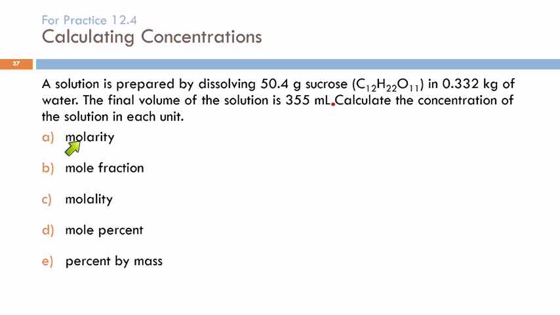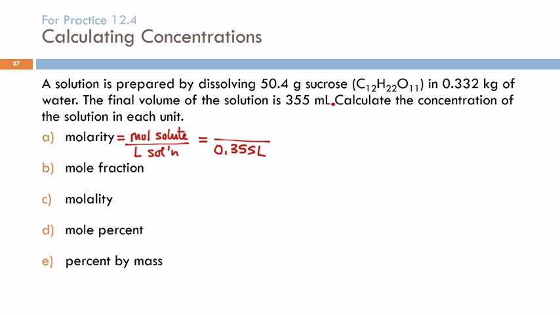Okay, if we want molarity, calculate the molarity. Well, the first thing to do is ask yourself, what does molarity mean? Molarity equals moles over liters: moles of solute divided by liters of solution. Are either of those numbers directly given? Not quite, but this is the volume of the solution in milliliters, right? So we can convert that to liters. That's going to be 0.355 liters.